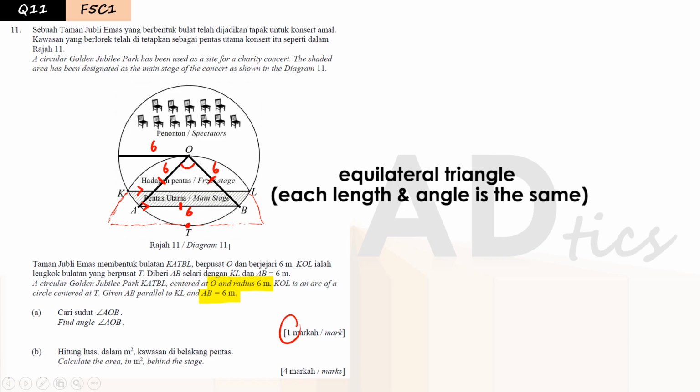Which means this triangle's lengths and angles are the same, right? So the angles are the same, meaning these three angles are the same. So if we just want to find one of the angles, the total angle in the triangle is 180, and if you want to find one of them, we just do 180 divided by 3, which is 60.